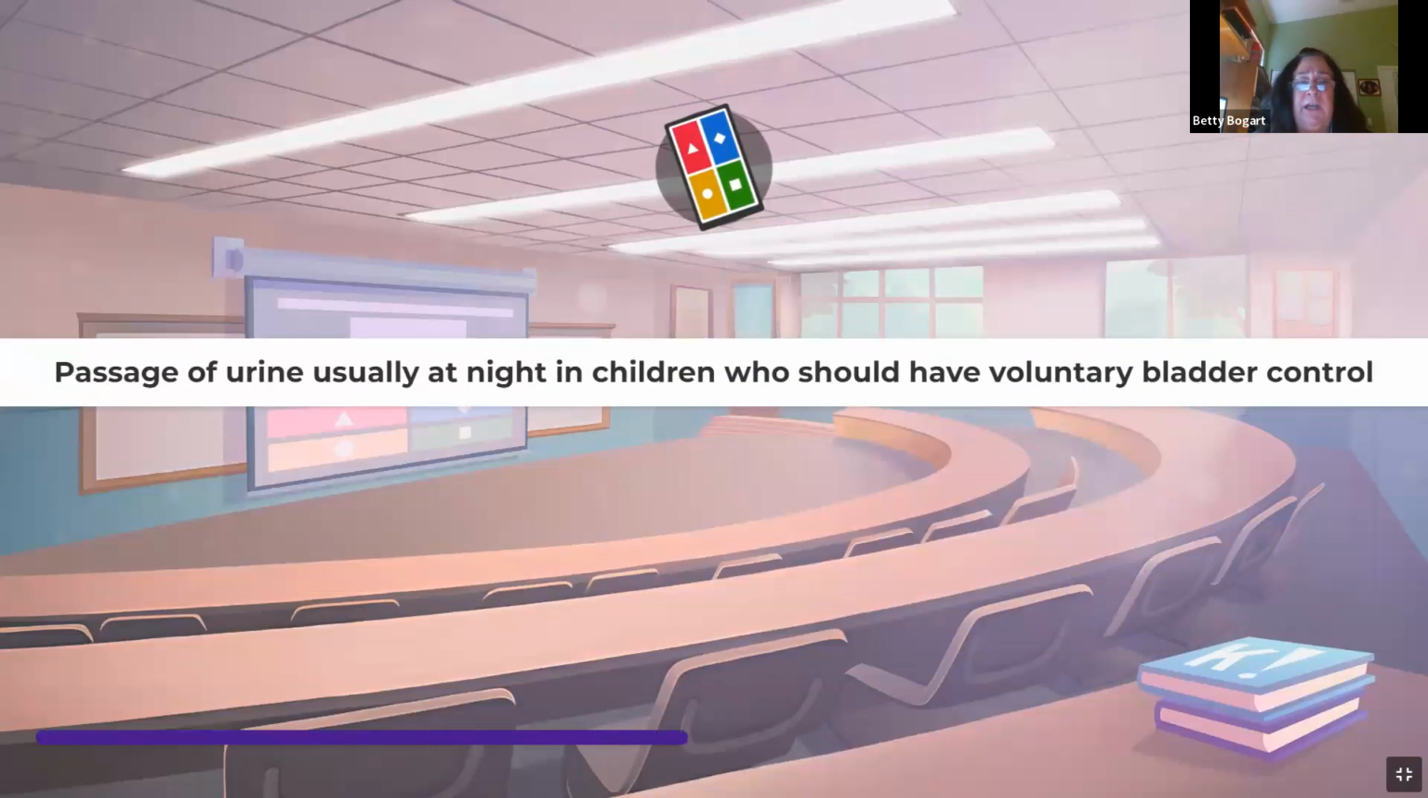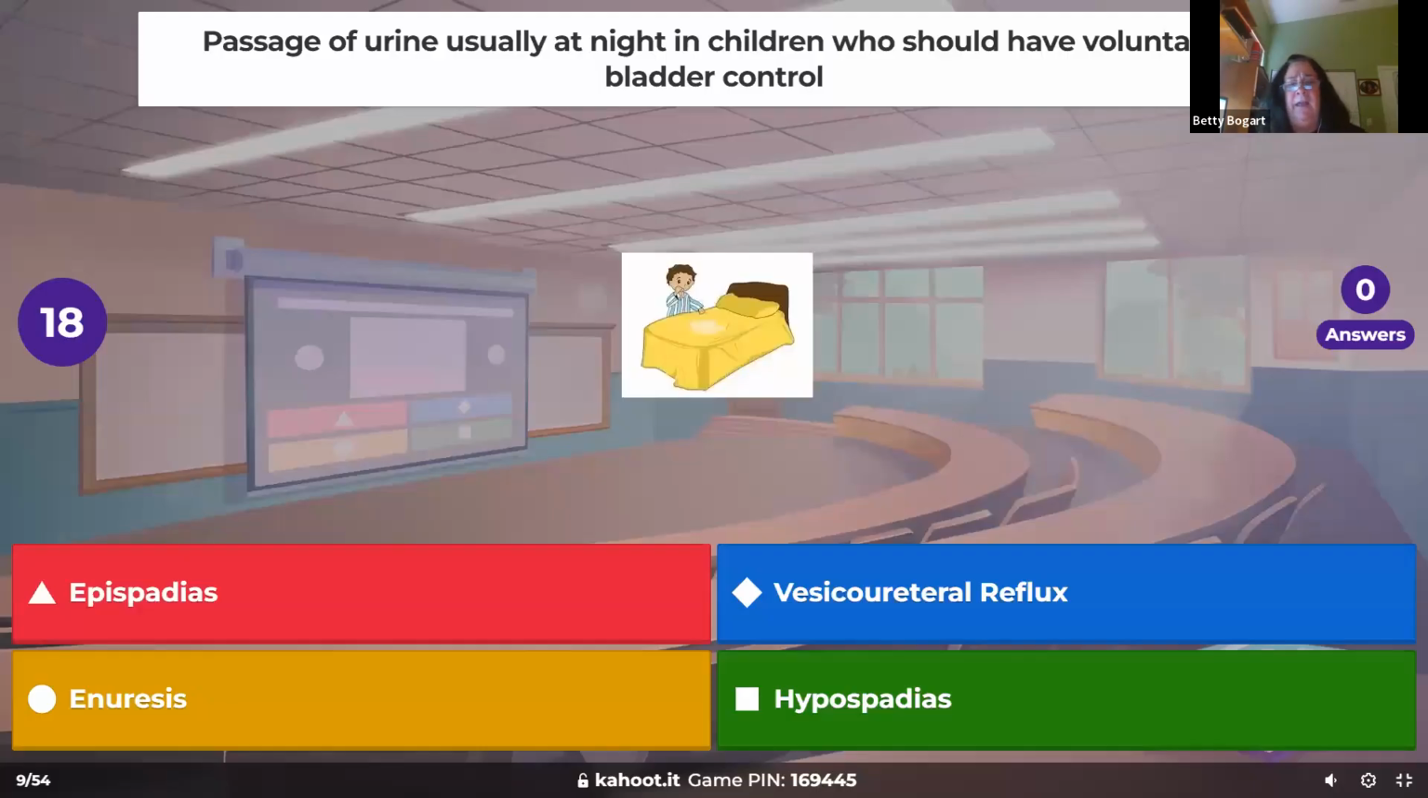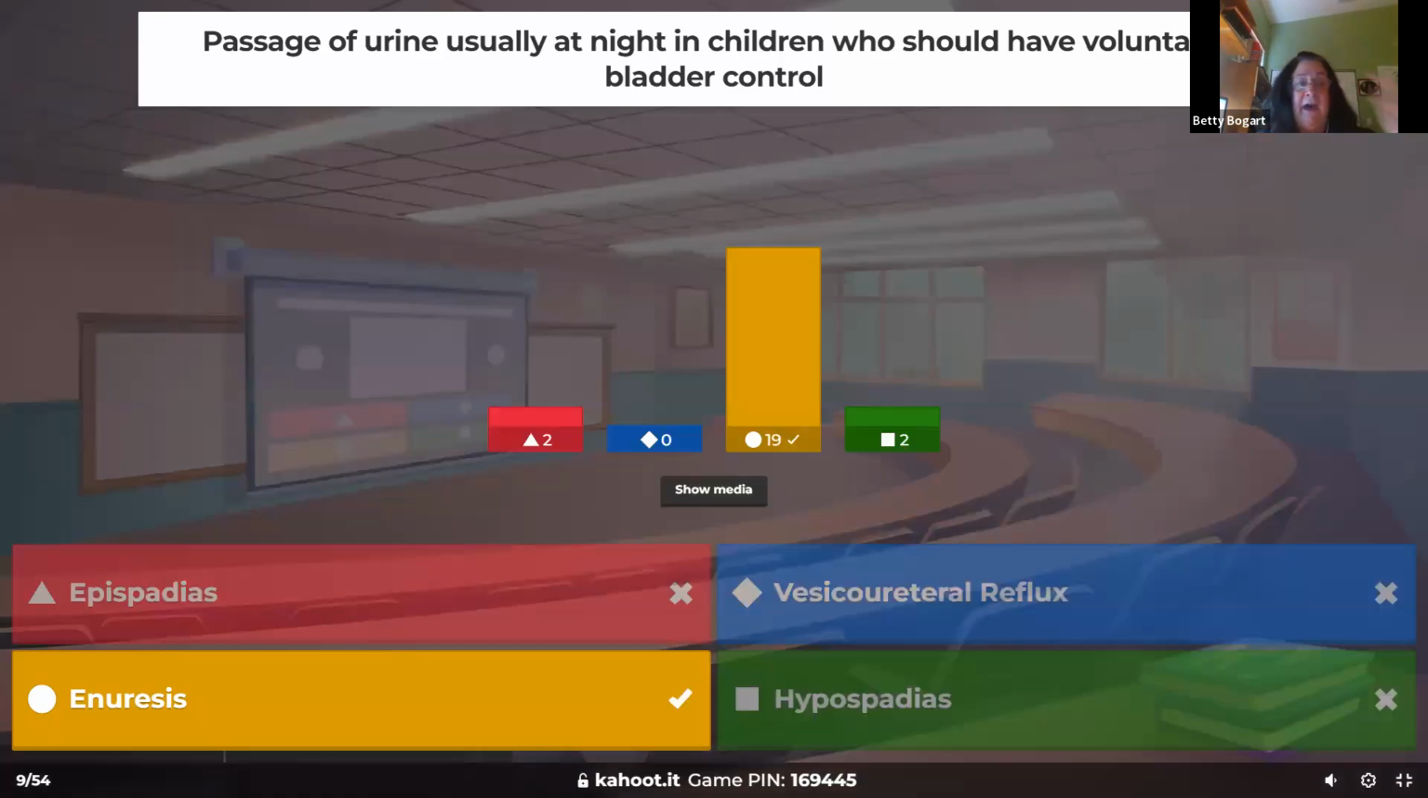Passage of urine, usually at night, in children who should have voluntary bladder control. What's the other name for it? I briefly mentioned it when I talked about urinary tract infection. They tend to have enuresis, or they tend to have accidents at night when they're already potty trained, right?